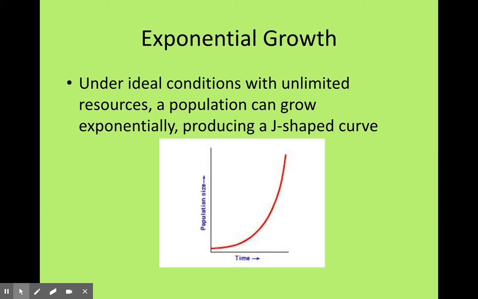So, exponential growth typically will only occur under ideal conditions with unlimited resources. It's very unlikely that a population is going to stay at exponential growth forever. You're eventually going to run out of resources. But a population can grow exponentially, producing what looks like a J-shaped curve.